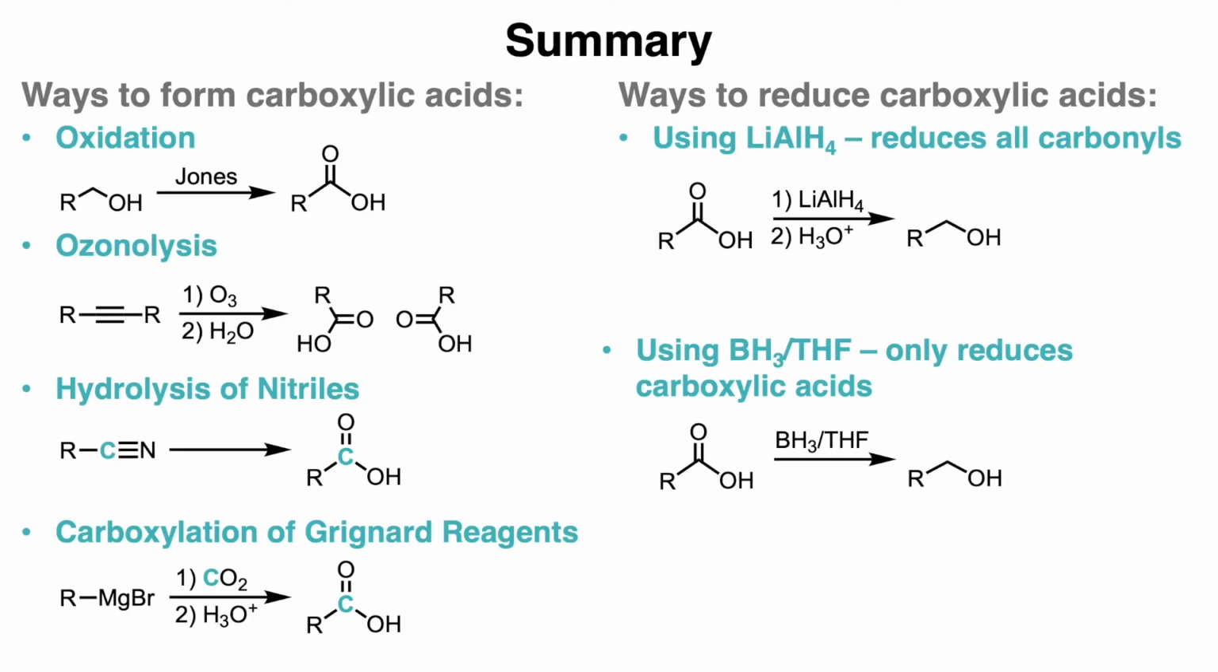So in summary, the different ways to form a carboxylic acid include oxidation of a primary alcohol using Jones reagent, ozonolysis of an alkyne to form two carboxylic acids, hydrolysis of nitriles, and carboxylation of Grignard reagents using CO2 and H3O+ to form a carboxylic acid. And ways to reduce carboxylic acids are either using LiAlH4 or BH3 in THF.